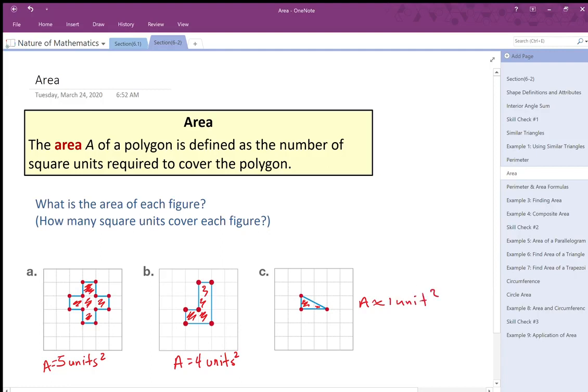We can calculate this using a formula. Area of a triangle is 1/2 the length of the base times the height. We see that the base is 2 and the height is 1. So area is 1/2 times 2, which is 1, times 1. So it is indeed 1 unit squared, as we estimated from the drawing.